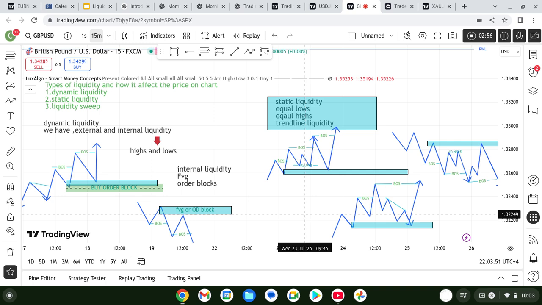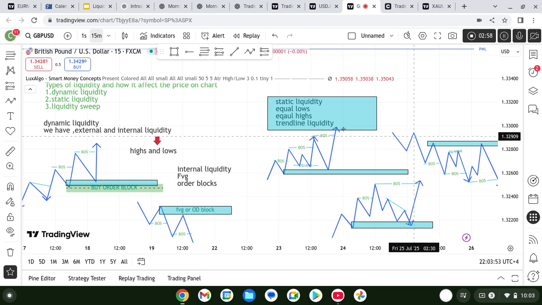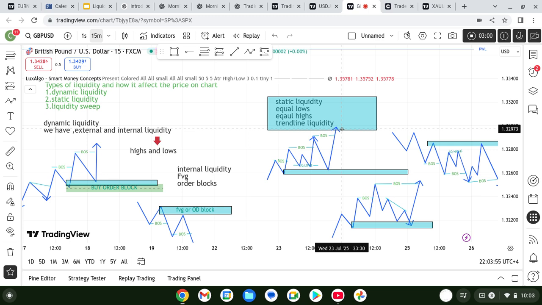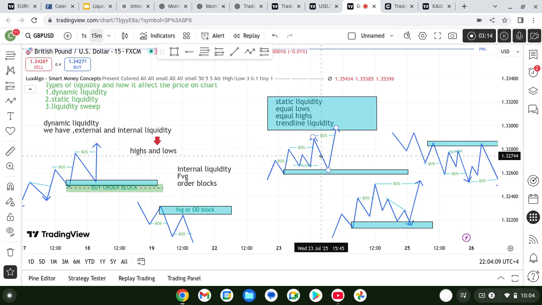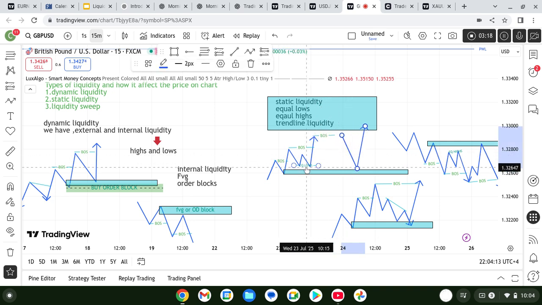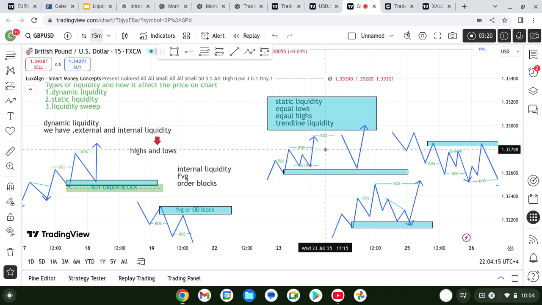Another one is static liquidity, where we have equal lows, equal highs, and trend line liquidity. Under static liquidity, we have equal lows. If the market was making higher highs and higher lows, and instead of making another higher high it just made an equal, let me first make equal lows.